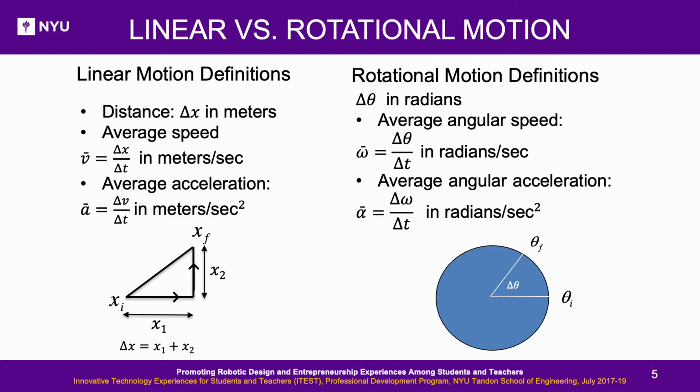Average acceleration is defined as the change in linear velocity for that interval of time. Average angular acceleration is defined as the change in angular velocity for that interval of time. Here, the distance traveled is from xi to xf, that is, x1 plus x2, along the arrows mentioned, while the hypotenuse of the triangle is displacement, as it is the shortest distance.